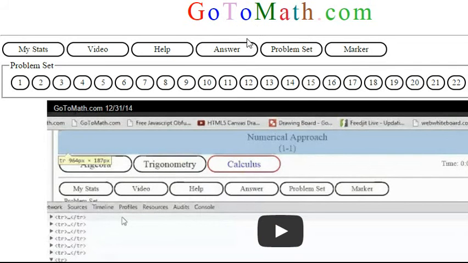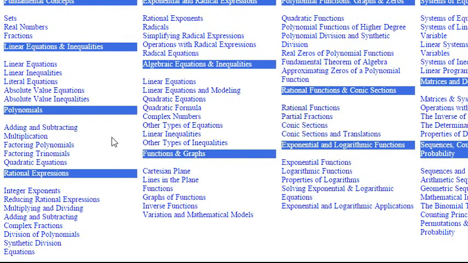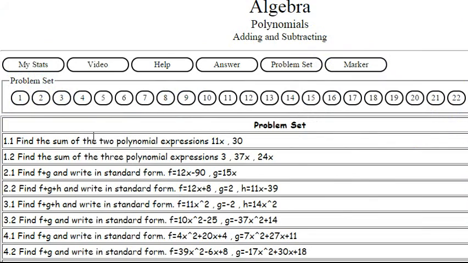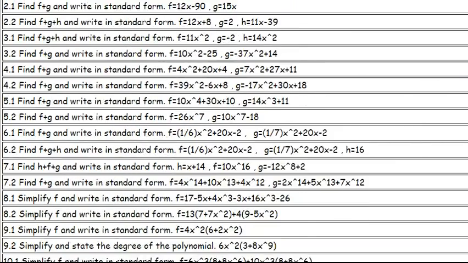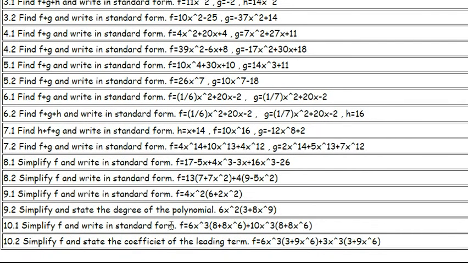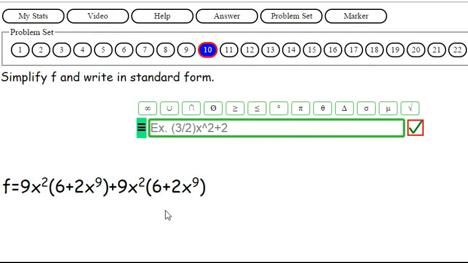Okay, we're over here at gotomath.com. Click the Algebra, and let's go down to adding and subtracting under polynomials. We're going to be looking at 10.1. Simplify f and write in standard form. So we want to simplify this and then write it in standard form. I believe I'm going to need to write all that down. So we have 9x squared times 6 plus 2x to the 9th, plus 9x squared again, it looks like, times 6 plus 2x to the 9th.